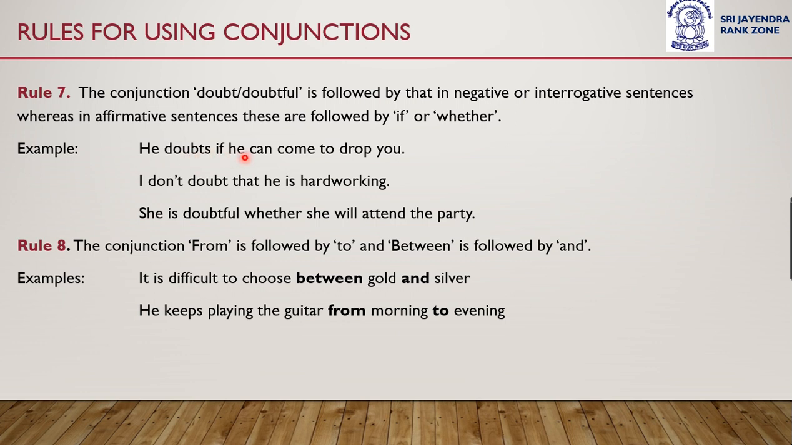He doubts if he can come to drop you. This is an affirmative sentence, therefore if is used. I don't doubt that he is hardworking. This is a negative sentence and therefore we have used that along with doubt. Alright. She is doubtful whether she will attend the party. It is an affirmative sentence and therefore whether is used with doubt. If it had been a negative sentence, then it would be followed by that.